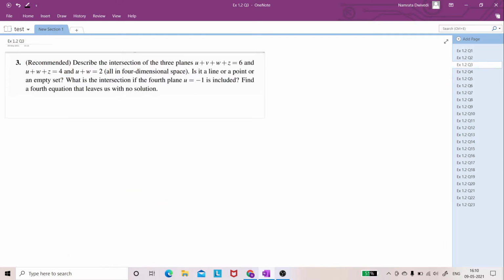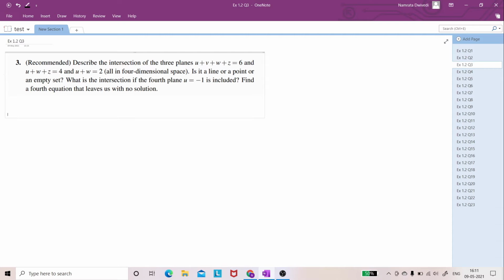Now we will solve question number 3 from the same exercise. So describe the intersection of the three planes, all in 4-dimensional space. So is it a line or a point or an empty set? And what is the intersection if the fourth plane, that is u is equal to -1, is included? And find a fourth equation that leaves us with no solution.